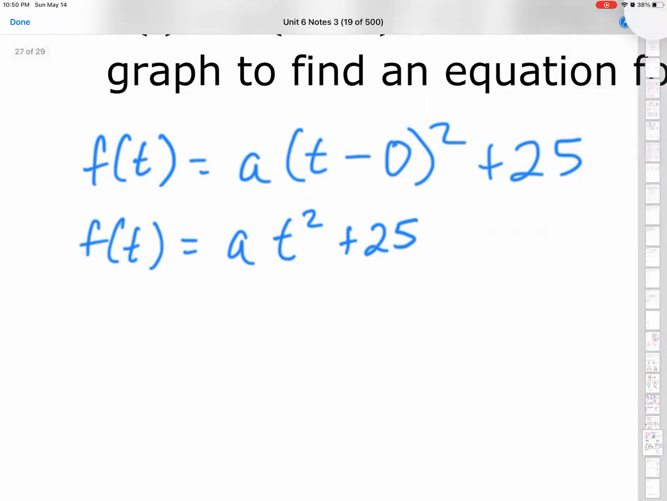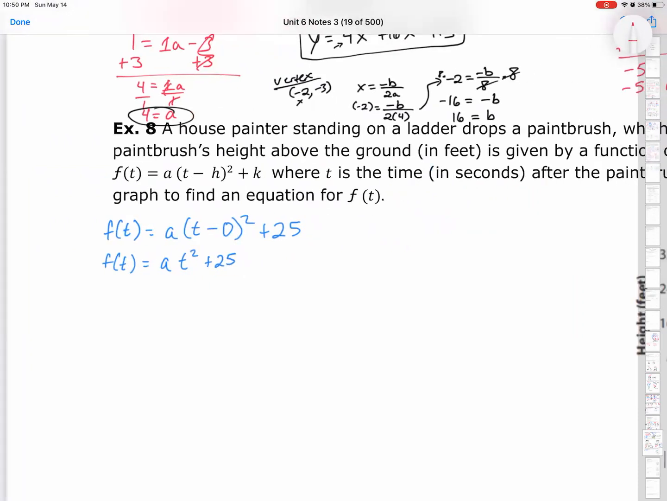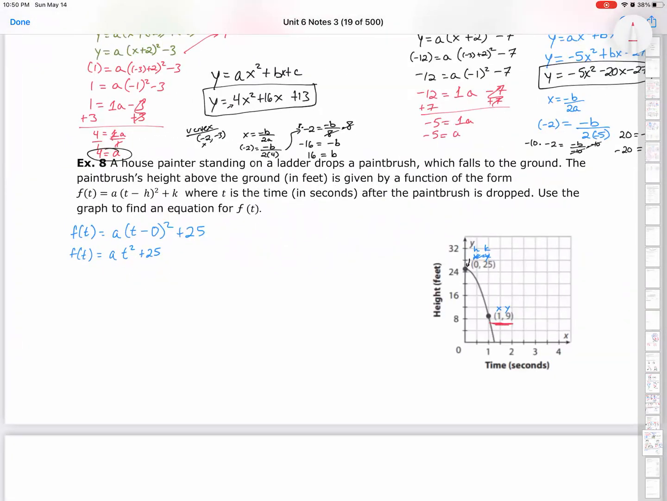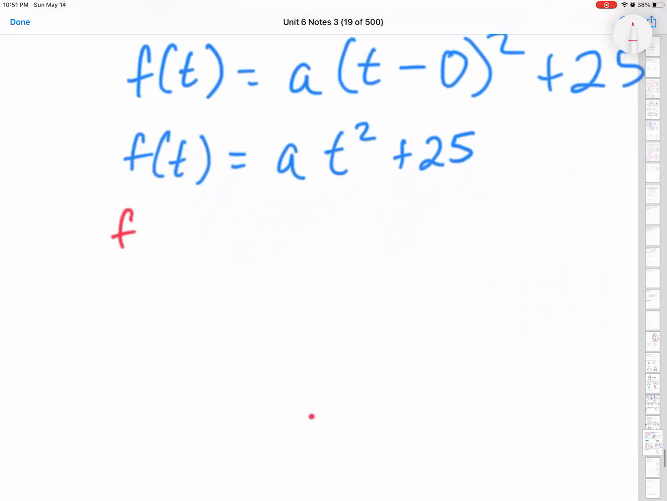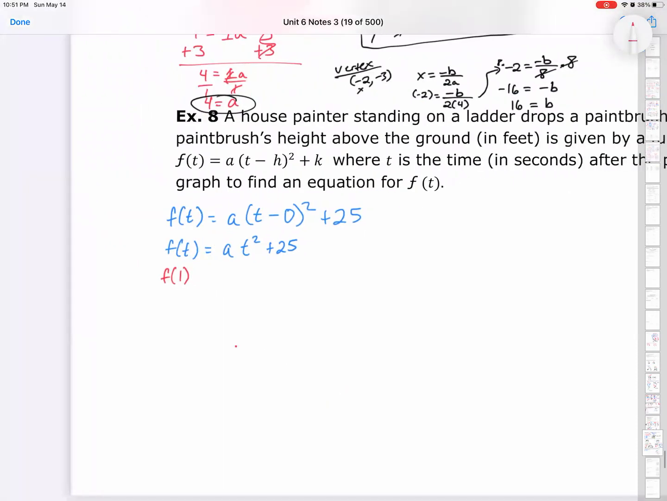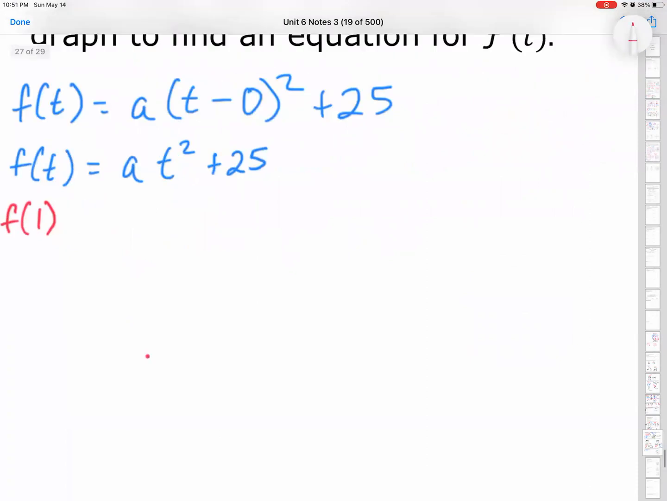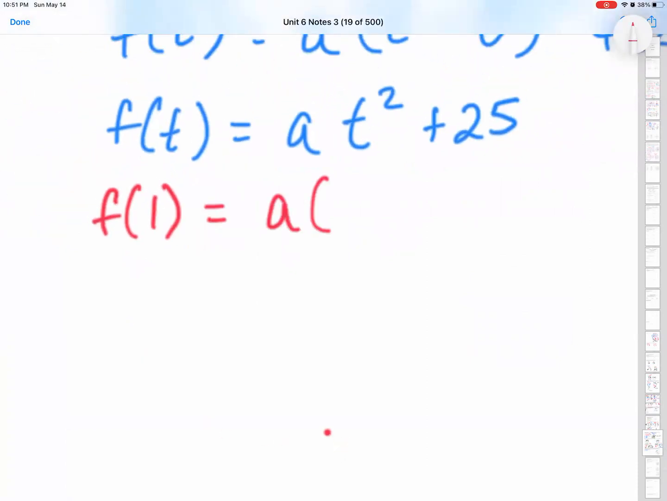Now, we still do need to find the a, just like normal. And so that's where our other point comes in handy. We see that at 1 second, it is 9 feet above the ground. So we're going to go ahead and place that in there. For future classes, I'm going to just really show what this means at 1 second. Yep, at 1 second, what's happening to the function? So 1 squared plus 25. And at 1 second, so f of 1 is 9 feet in the air. So we can replace that with a 9.